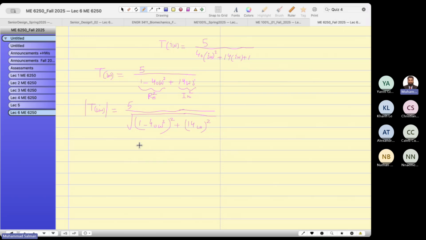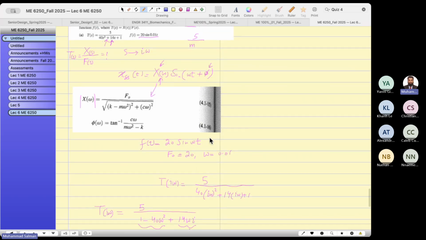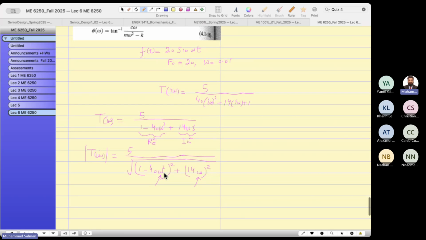You will ask me, Professor, what should we plug in for omega? I'll tell you that it is given in our forcing function, because the frequency does not change in the output response, only the phase is added; the frequency remains the same. So I can replace this omega with 0.01. Let's do this together. Open your calculator and help your professor to see what you get.